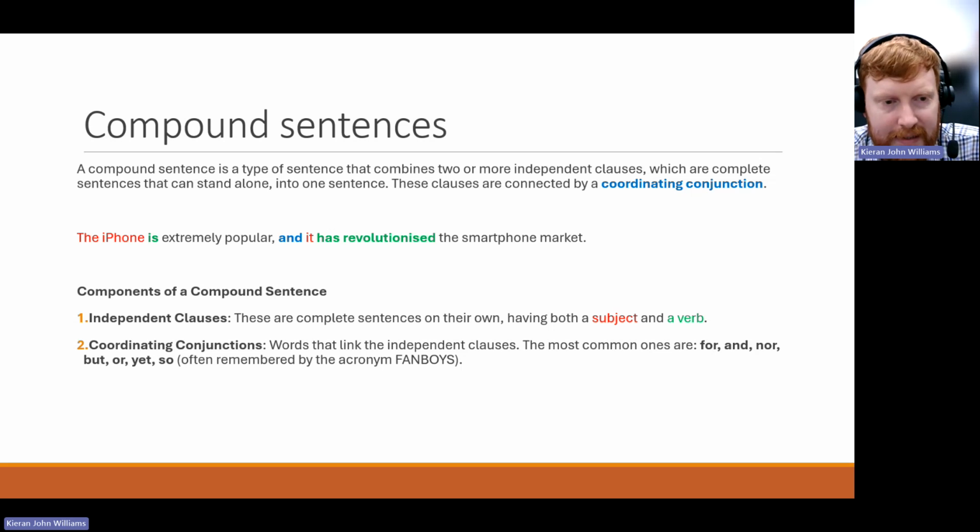So the things that are needed in a compound sentence, we need to have sentences that work on their own and they have a subject and a verb. Okay. You then need to have a coordinating conjunction. So that is one of those words like and, which we've just looked at. So it can be for, and, nor, but, or, yet, so. So the best way to remember those words is using the acronym, which is FANBOYS. Okay, so if you use one of those words in between the two sentences, that is a good way to connect them together.